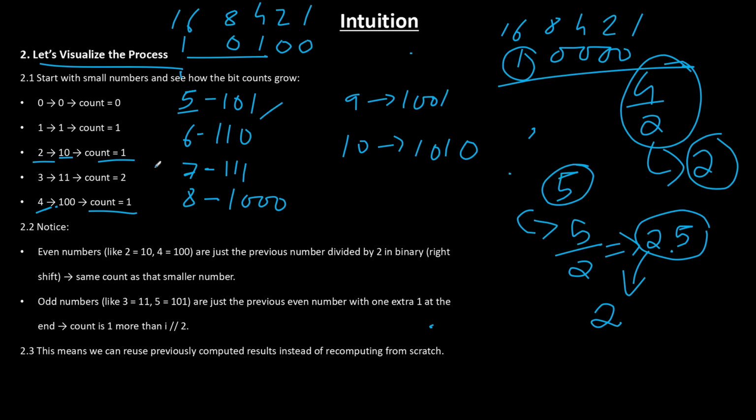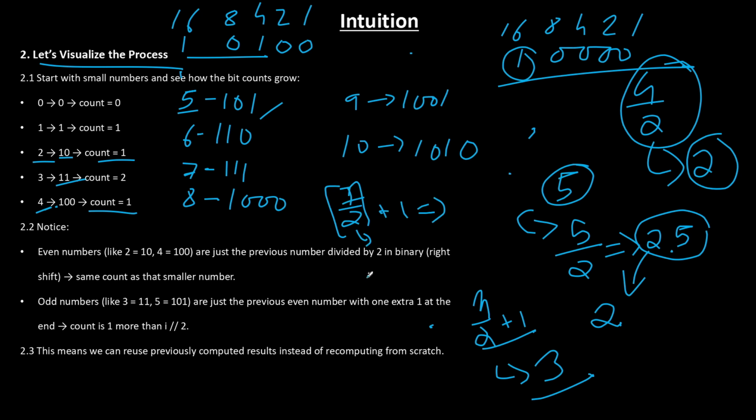They do not match, but mathematically, when n is divided by 2 we have to add 1 to it. When we do that, we get 3. The count of ones in 3 is 2, so we can see that the counts of 3 and 5 match. Let's take another example, 7. 7 divided by 2 gives 3, and the count of 3 is 2. So 2 plus 1 gives me 3, which is exactly the same as the count of 7.